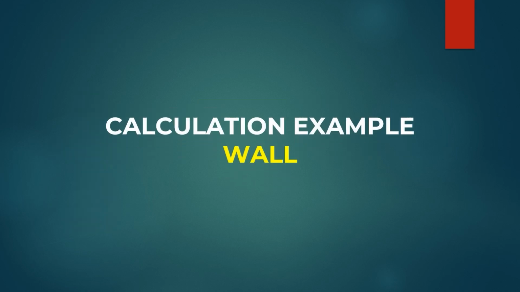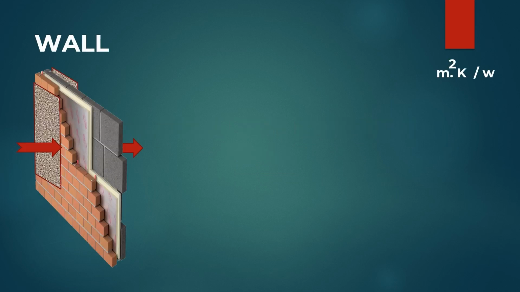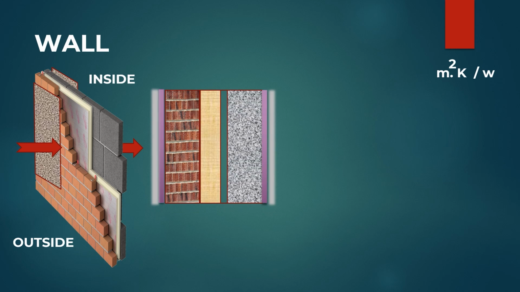Calculation example of a typical wall. So this is the typical wall cross section. This is the inside of the wall and this is the outside of the wall. This is the diagram. So at the inside there will be a layer of air. So for the inside air, let's try to find out the resistance. The unit is SI, meter square K per watt.